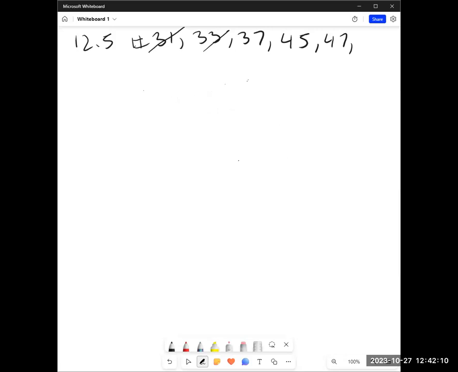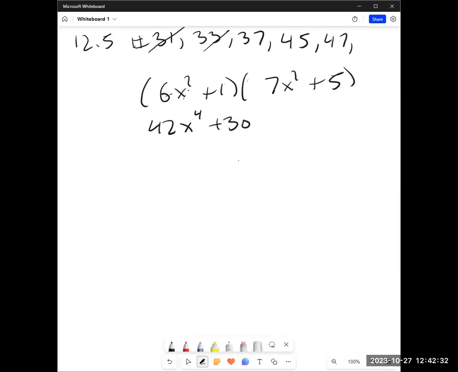One more binomial times binomial before we get to a binomial times a trinomial. 6x squared plus 1 times 7x squared plus 5. 6 times 7 is 42. X squared times x squared is x to the 2 plus 2 is 4, x to the 4th. 6x squared times 5 is 30x squared. 1 times 7x squared is 7x squared. 1 times 5 is 5. 42x to the 4th plus 37x squared plus 5.